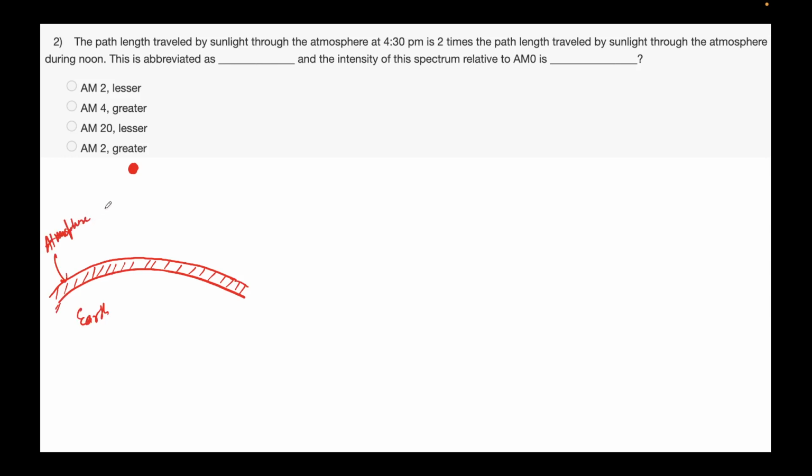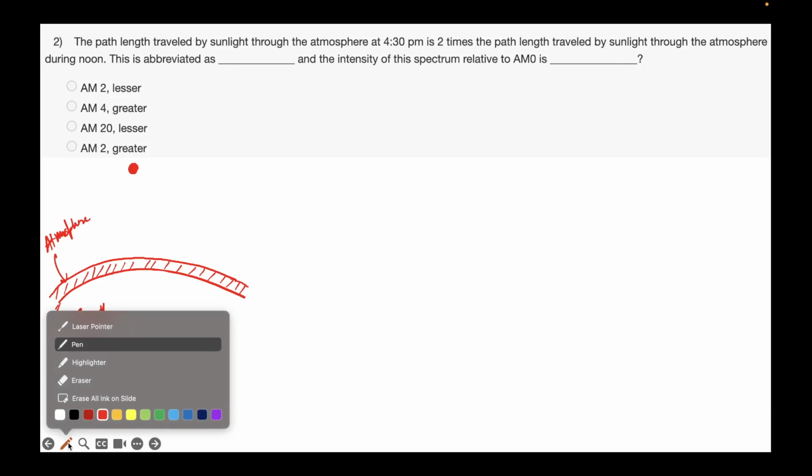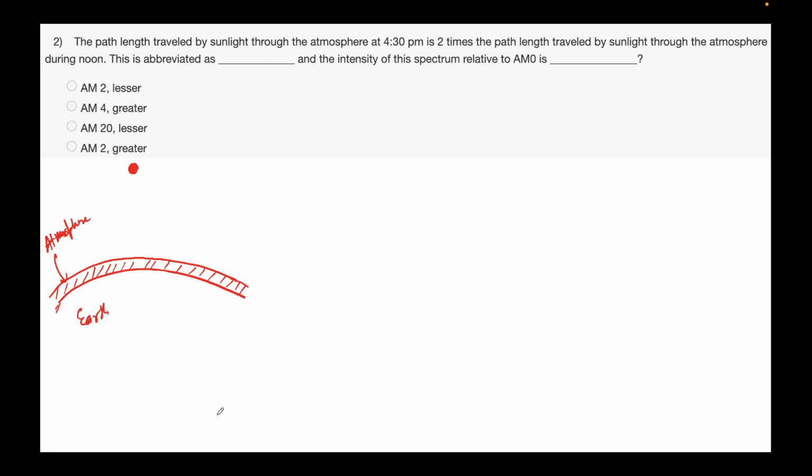And let's say what's happening at exactly 12 noon. Okay, so 12 noon, let me draw it with violet. So at 12 noon, the sunlight will have to travel the least distance in the atmosphere. Why is that important? Because in atmosphere we have various gases, first of all, oxygen, nitrogen, carbon dioxide, argon, and so on and so forth, and water vapors and clouds.